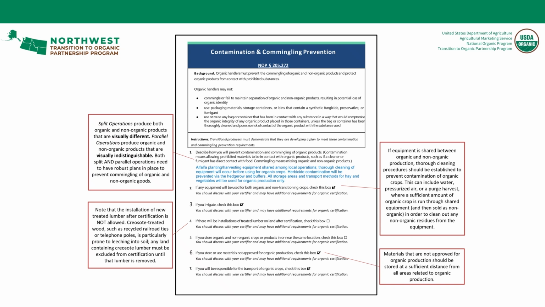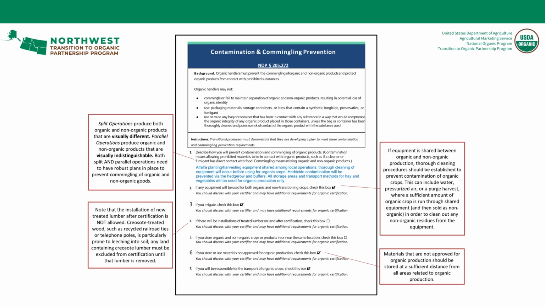commingling from occurring. Number 1 asks specifically how you plan to prevent contamination or commingling. If any equipment is shared between organic and non-organic production, you should thoroughly clean that equipment between each use. If running an operation that produces both organic and non-organic crops, you should consider having 2 different wash stations and/or 2 different colors of harvest and storage totes to easily distinguish between organic and non-organic goods.